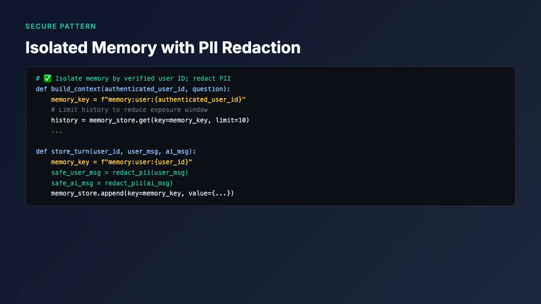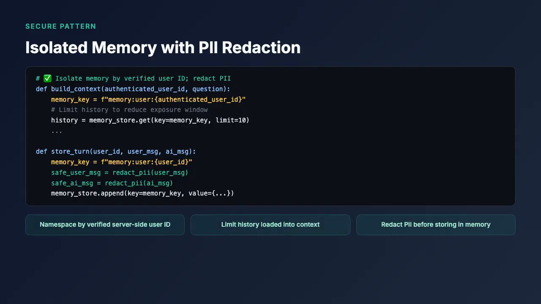The store turn function runs messages through a redaction pipeline that removes emails, phone numbers, and social security numbers before they are persisted. Even if memory is leaked, stored history contains less sensitive data. These three defenses work together. Isolation prevents the bug, limiting reduces the blast radius, and redaction reduces sensitivity.